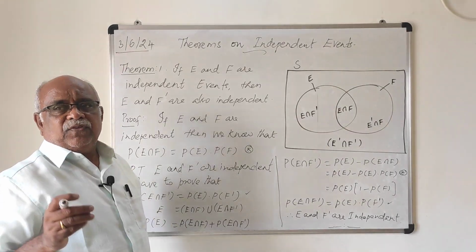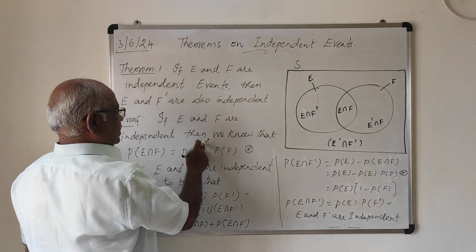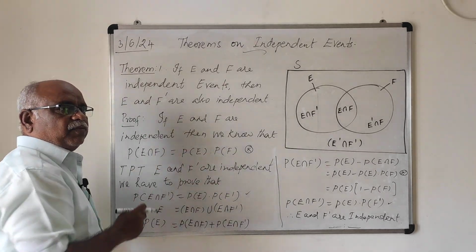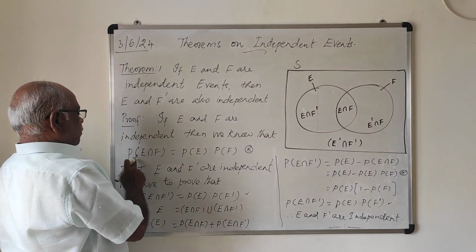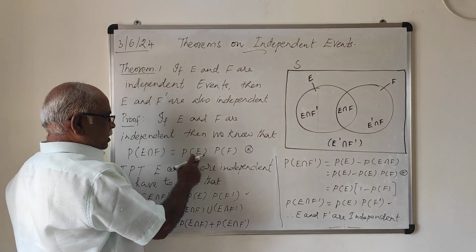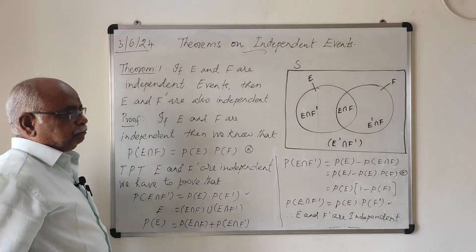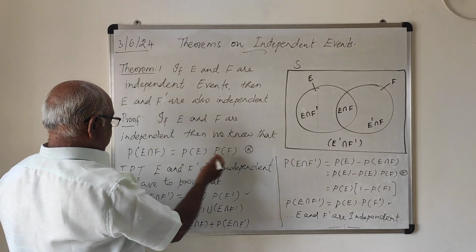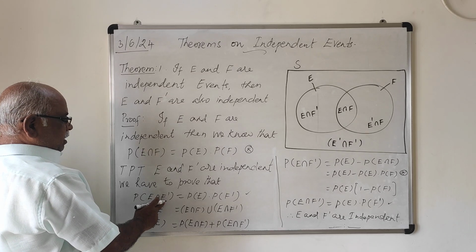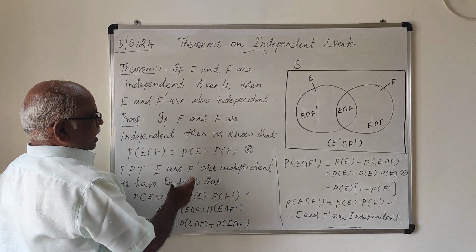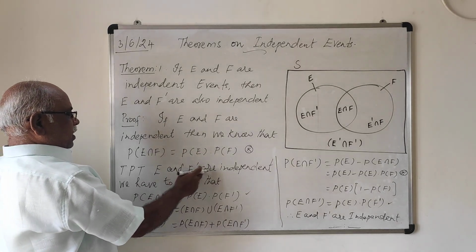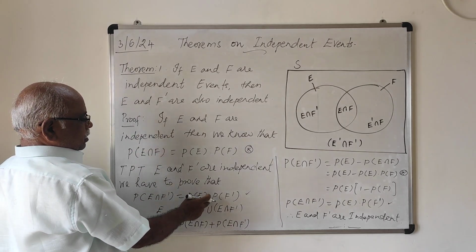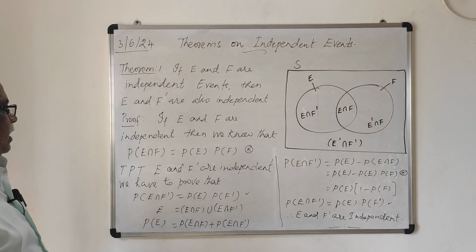From the definition of independent events, if E and F are independent events, we know that P of E intersection F is equal to P of E into P of F. This is the concept of independent events. Now, to prove that E and F dash are independent, we have to prove that probability of E intersection F dash equals probability of E into probability of F dash. This is our theorem 1.